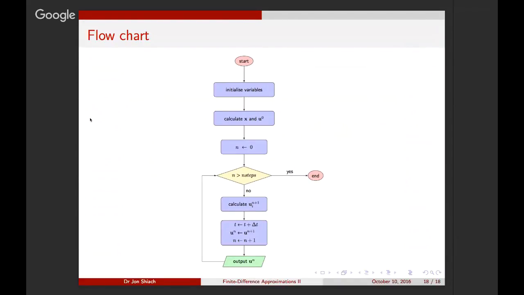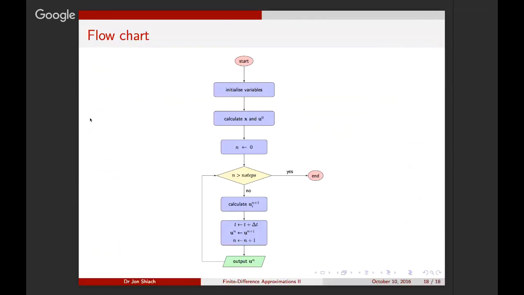This is a flow diagram of the procedure. It helps us when we want to write it up. This is a generic flow diagram for a finite difference scheme. Start at the top. You start by initializing all our variables: how many nodes we've got, what our step length is, what our initial conditions are, etc. We calculate our x coordinates, that's the coordinates of our nodes, and the initial conditions.